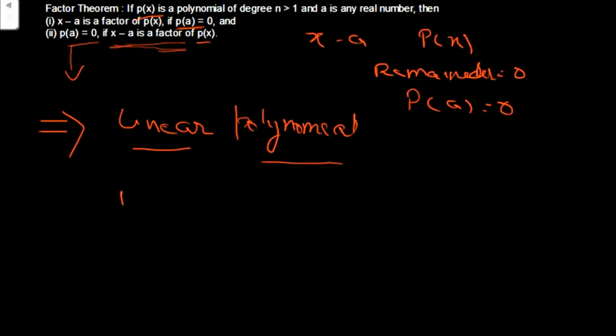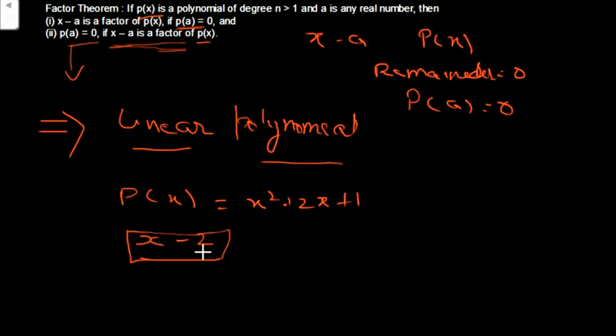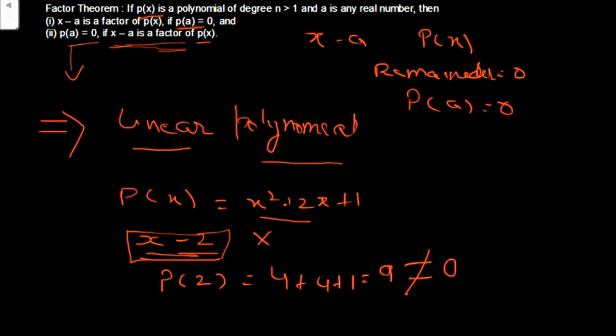Suppose I have a polynomial p(x). I am given x square plus 2x plus 1, and I am asked to check whether x minus 2 is a factor of the above polynomial or not. So what I will do is find the 0 of this. The 0 of this is equal to 2. So I will check whether p of 2 is 0 or not. What is p of 2? That is 4 plus 4 plus 1, which is equal to 9, which is not equal to 0. That means x minus 2 is not a factor of this polynomial.